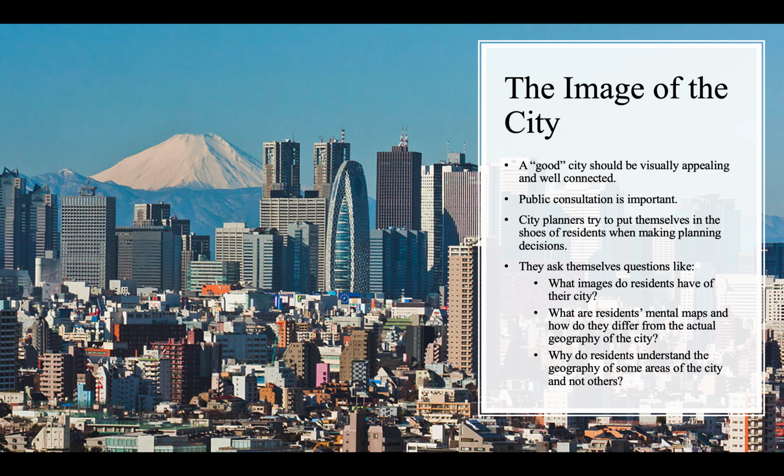So city planners try to put themselves in the shoes of residents when making planning decisions. They ask themselves questions like, what images do residents have of their city? What are residents' mental maps, and how do they differ from the actual geography of the city? And why do residents understand the geography of some areas of the city and not others? So, using some of these considerations in planning out a city can help make some of these areas easier to navigate for residents.